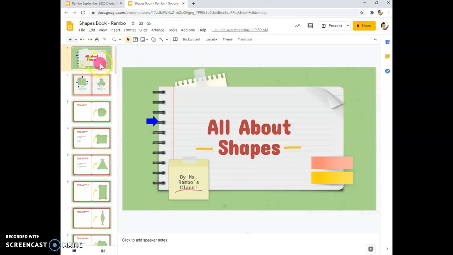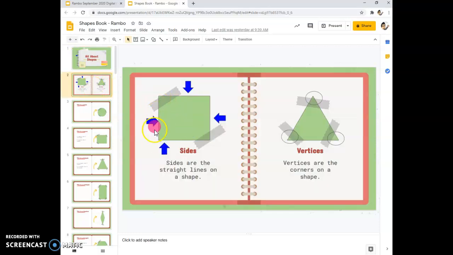Okay, we are working on our shape book. So this week we've talked about two words. We talked about sides and we talked about vertices. Let's talk about sides first.